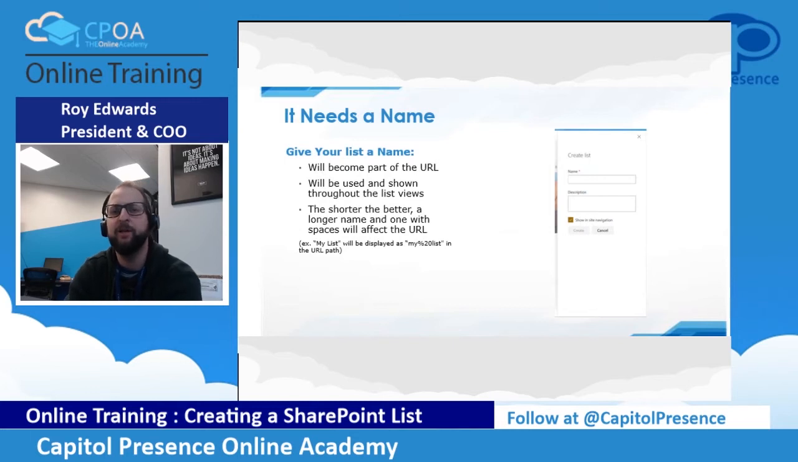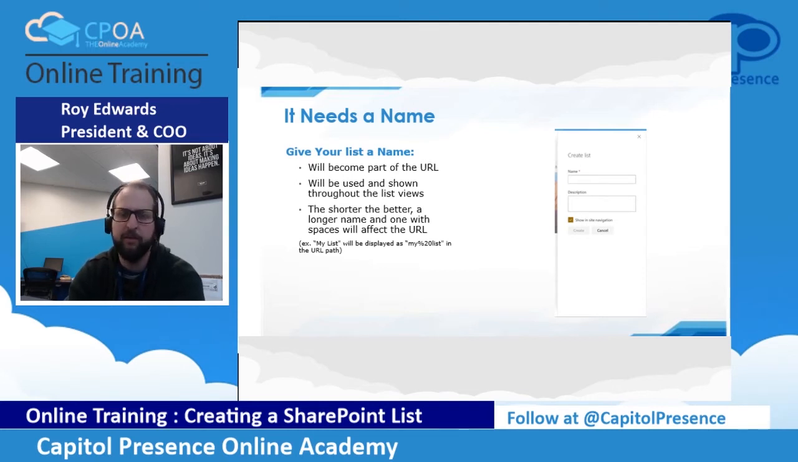Then a sidebar is going to pop open. You're going to give your list a name. It's important to keep in mind, we've talked about this in previous videos, that anything you name your list will become part of the URL. It will also be shown throughout the list views whenever somebody is accessing this list.